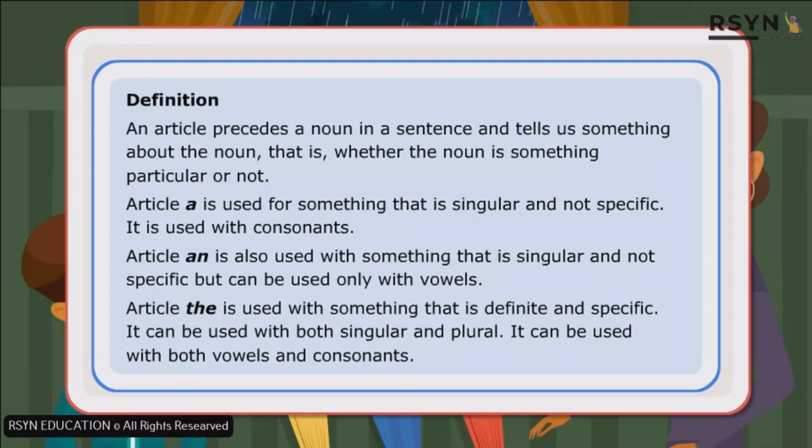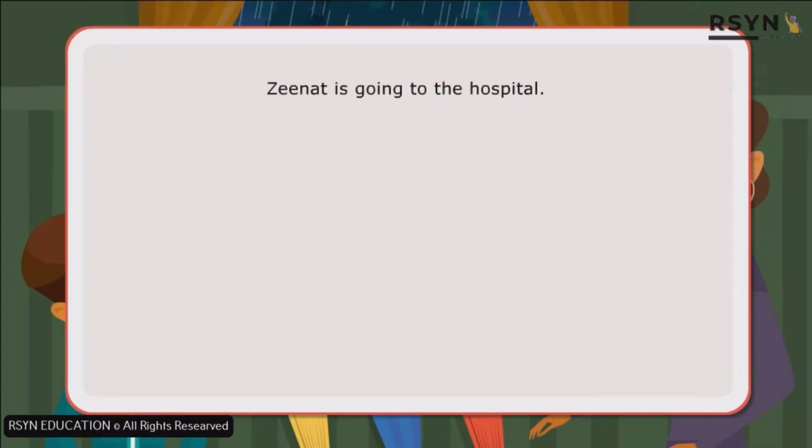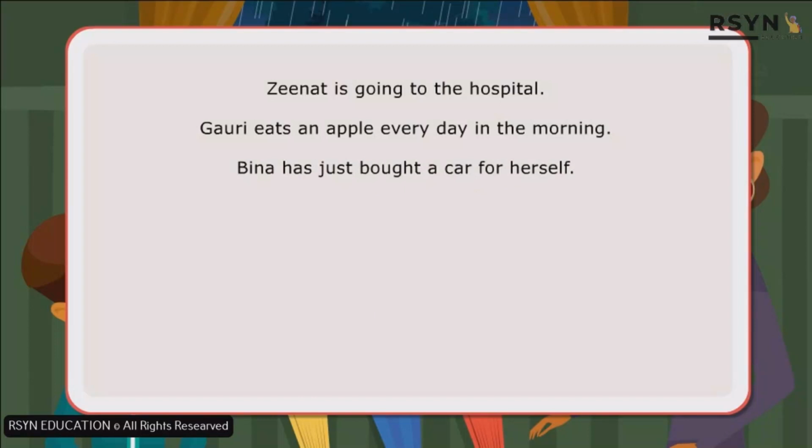Let us look at a few sentences. Zenith is going to the hospital. Gauri eats an apple every day in the morning. Beena has just bought a car for herself.